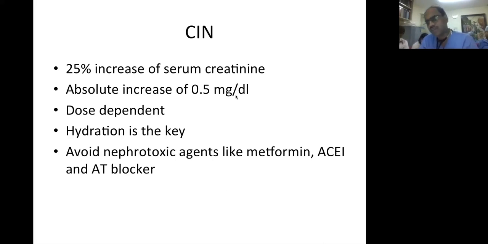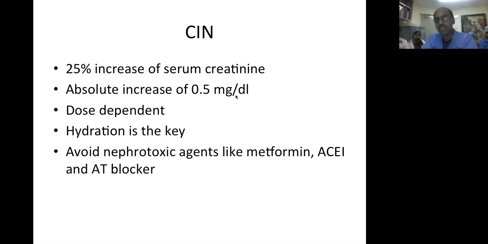Various types of agents were tried to prevent this contrast-induced nephropathy and nothing has been shown to be very effective. The only thing is, hydration is important. So if you're anticipating that you are going to be injecting a large amount of contrast in a small baby, preferably admit the child the previous day, especially for example bilateral pulmonary artery stenting, branch pulmonary artery dilatation, some very complex procedure that's going to involve lots of contrast. Admit the previous day itself and keep hydrating the child fully and continue hydration for the next 12 to 24 hours.